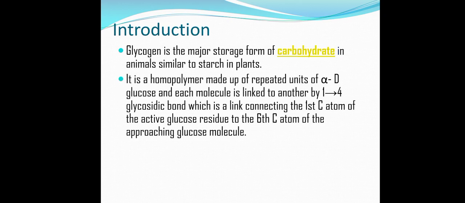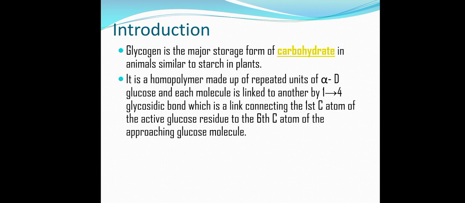Now, the glycogen molecule is considered to be a homopolymer. It is a homopolymer, meaning it is made up of the same type of monomer units, that is, glucose monomers. So it is made up of repeated units of alpha D glucose, and these glucose monomers are linked with each other by the alpha 1,4 glycosidic linkage, which is a link between the first carbon atom of the active glucose residue to the fourth carbon of the approaching glucose molecule.